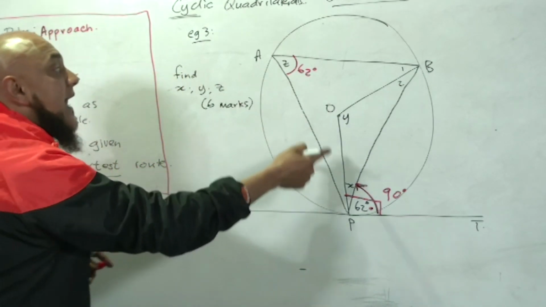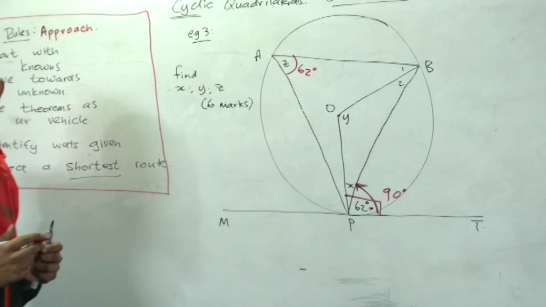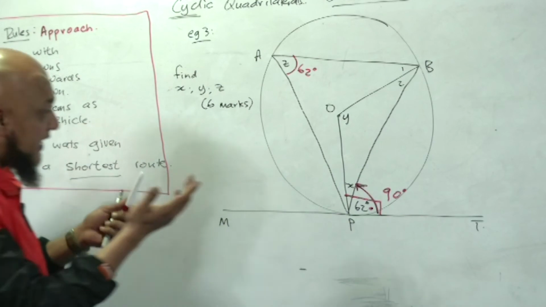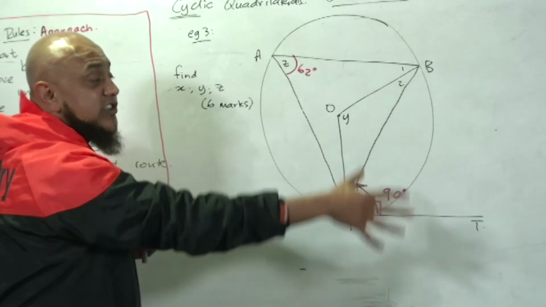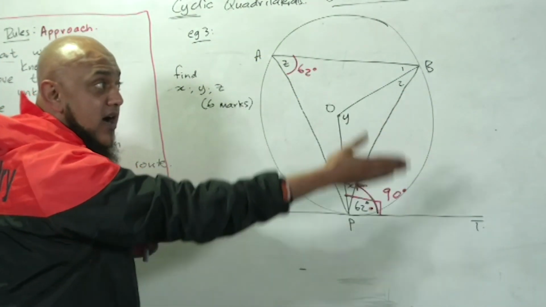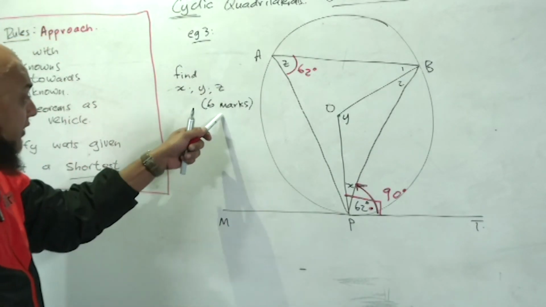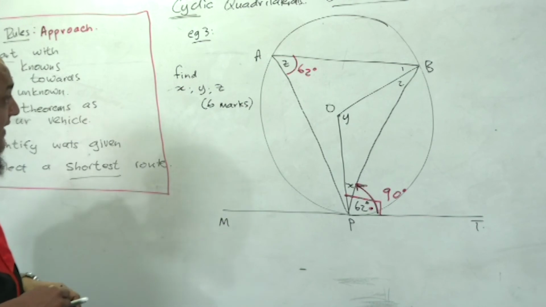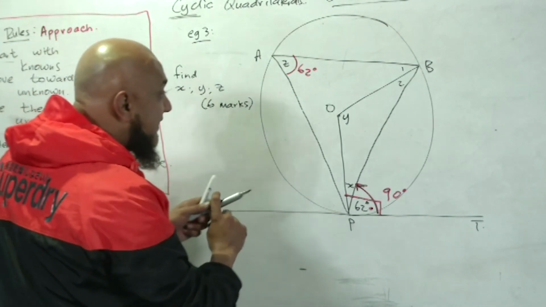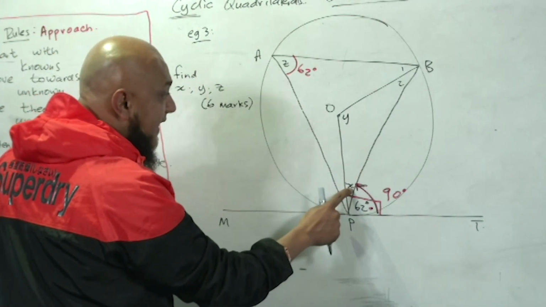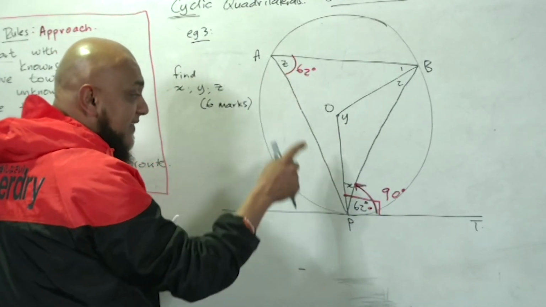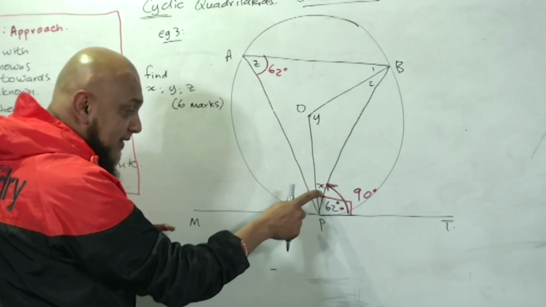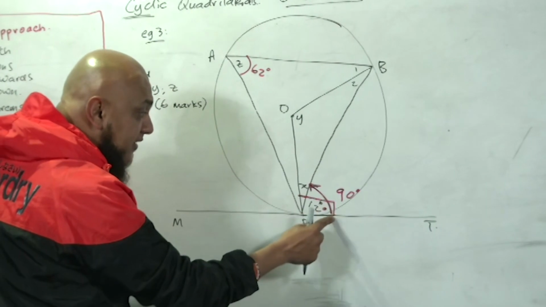So we know, and that is one of our requirements to find the value of z, and we already know that it's 62. We're going to be writing it down on the side in order to achieve our 6 marks by finding the value of x, y, and z. There's x, there's y, there's z. Can we find x? Yes, we can. This whole angle is 90.